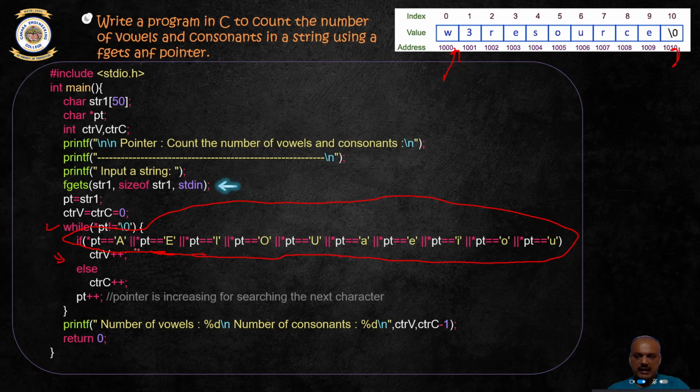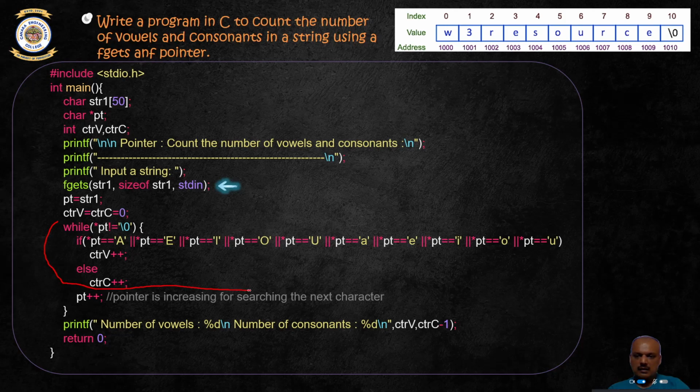And if the character to which the pointer is pointing is any one of these, then obviously it is a vowel. So if this condition is true, increment the vowel part. If it is not, increment the consonant part. So that is what this while loop does.